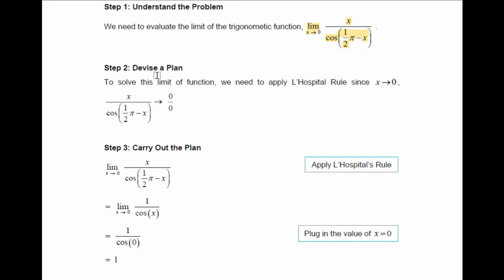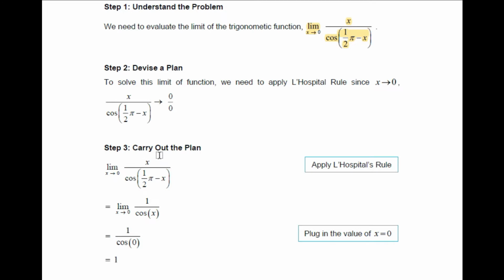Step 2. Devise a plan. To solve this limit, we need to apply L'Hopital's rule, since as x approaches 0, x over cos(π/2 − x) is equal to 0 over 0. So, we can apply L'Hopital's rule.